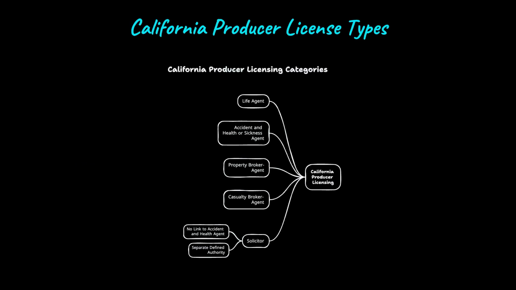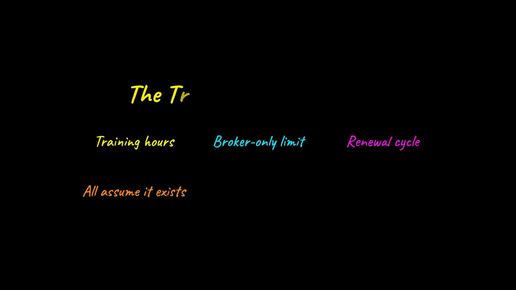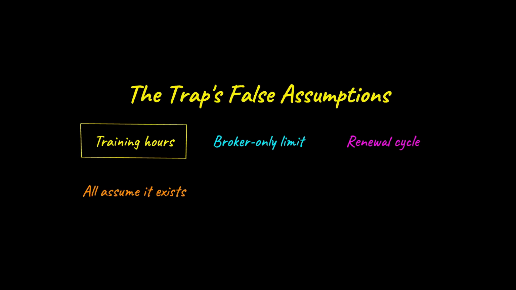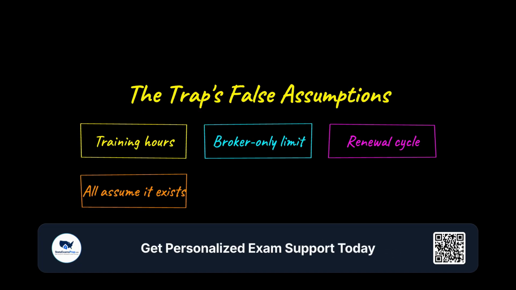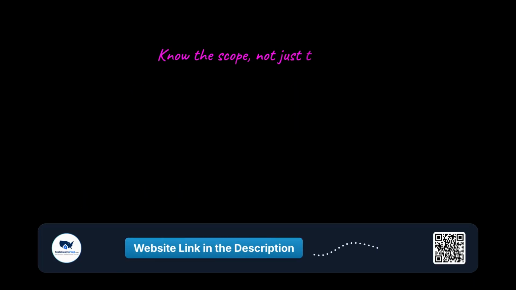California's licensing structure defines each credential with a specific scope: life agents, accident and health agents, property broker agents, casualty broker agents, and the solicitor tied only to property and casualty. When a question invents a hybrid outside the structure, the truthful answer is that it simply doesn't exist. The exam dresses up the trap with realistic specifics: a choice naming training hours, a choice limiting who may hold it, and a choice describing a renewal cycle, all quietly assuming the license is real. Only recognizing that no such license exists cuts through the setup.